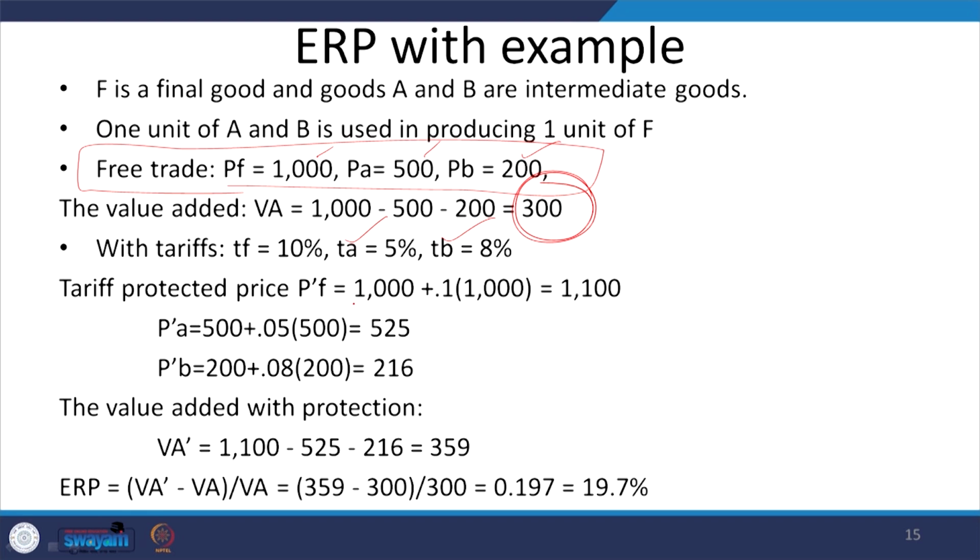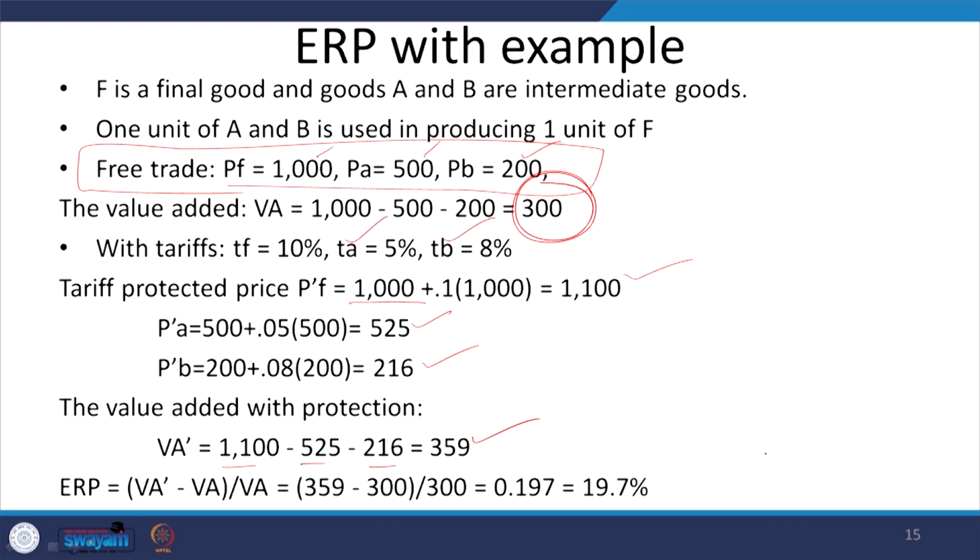Now, the total value is originally 1000 plus 5% plus 10%. So, that is 0.1 of 1000, which is 100. So, 100 plus 1000 is 1100. Whereas, in the other two it is 525 and 216. If you subtract these two, we will get 359. We have subtracted these two from the new value, so after tariff, the new value added is 359.